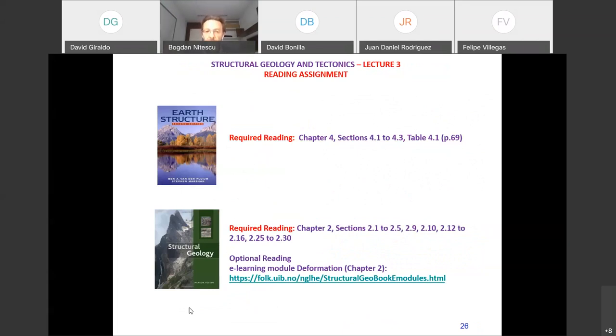Please read these sections. You see, this chapter four has many sections, but I'm giving you some introduction. And from this one, I'm giving you only some of them, not the ones with all complications and a lot of mathematics. These are the readable ones that will make sense to you.